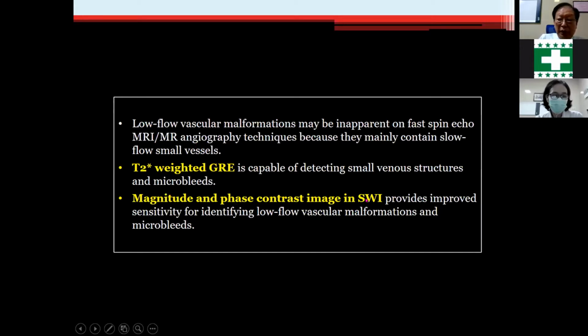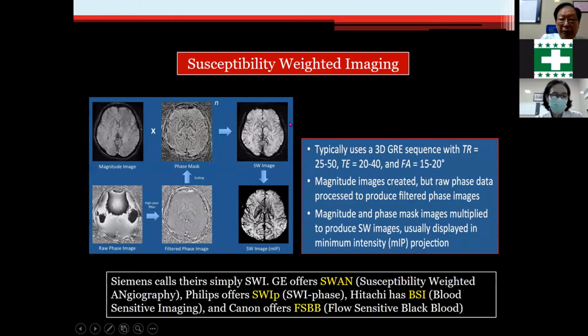The second is SWI, susceptibility weighted imaging. It is routinely used in brain MRI. For SWI, you get both magnitude and phase contrast images each time.